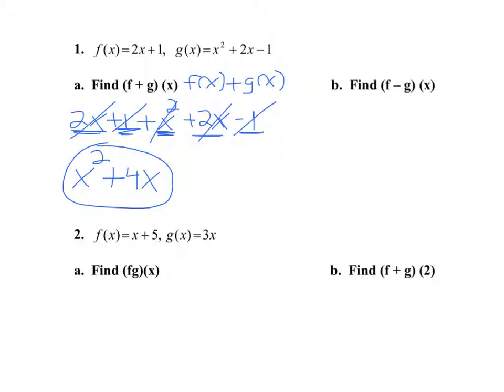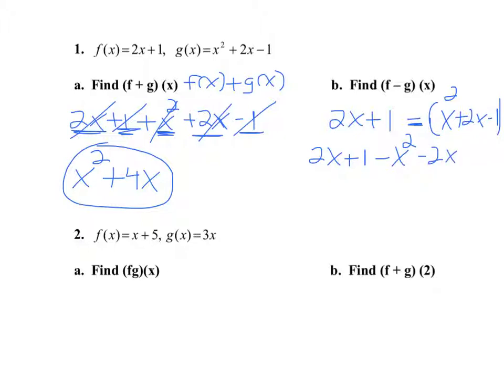For b, well, I just do the same thing, except I subtract. So this is just like saying f of x minus g of x. So when I do this, it's 2x plus 1 minus, but make sure when you do this, you're distributing the negative to all of g of x. So I'm going to put parentheses around it, x squared plus 2x minus 1. So the 2x plus 1 stays the same. When we distribute this negative, we're going to get negative x squared minus 2x, and then this negative 1 changes to plus 1.